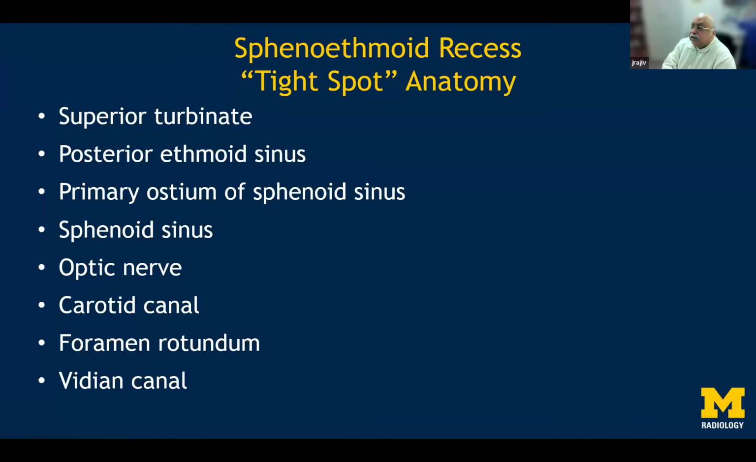Coming to the last of the structures, the sphenoethmoidal recess is a tight spot, which is actually bounded by the superior turbinate and the sphenoid sinus. And then we have some important relationships with the medial aspect of the sphenoid bone, namely the optic nerve canal and the carotid canal.